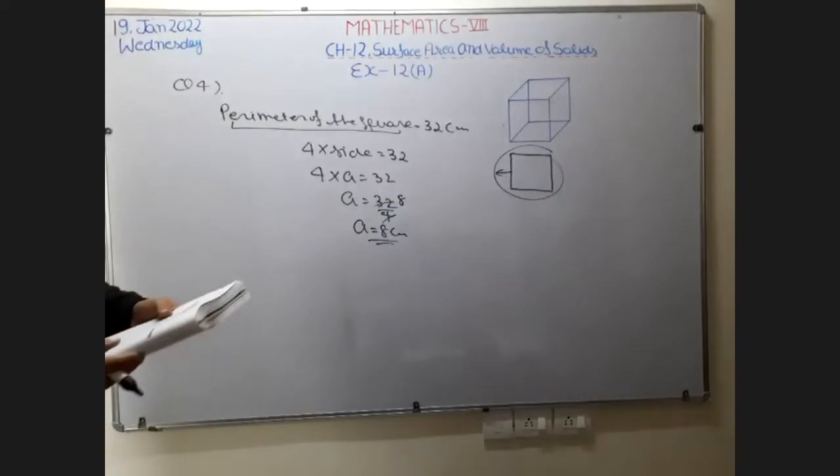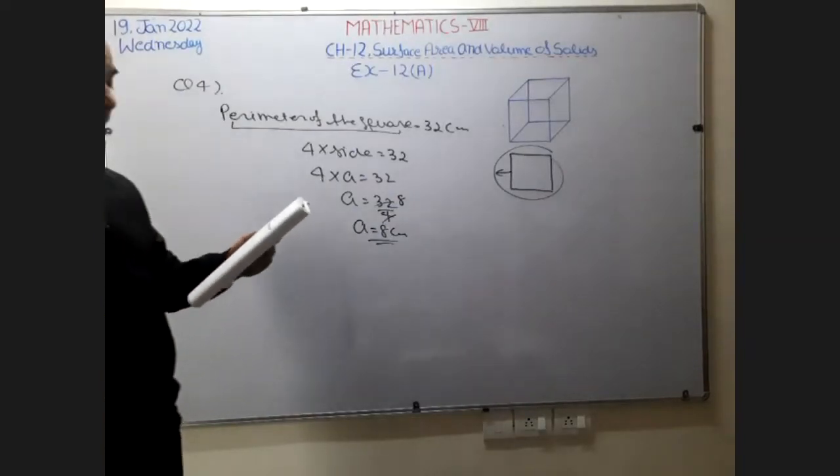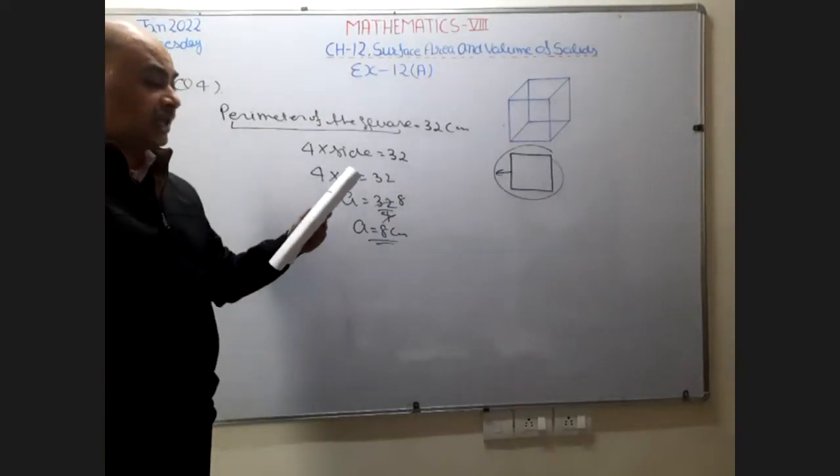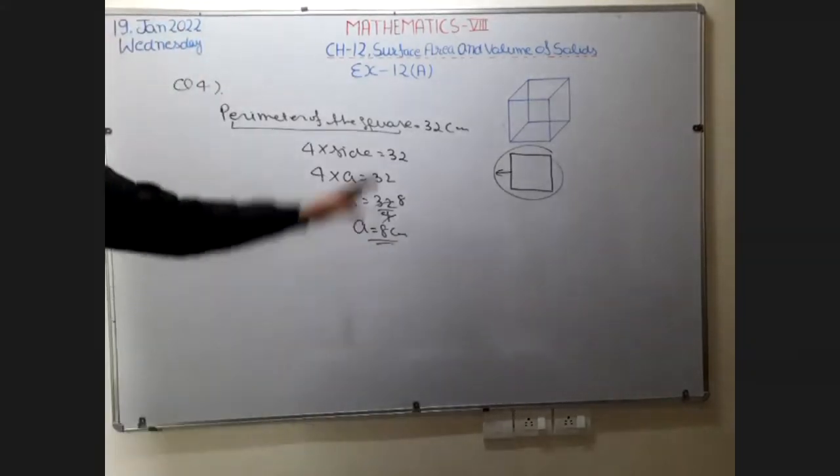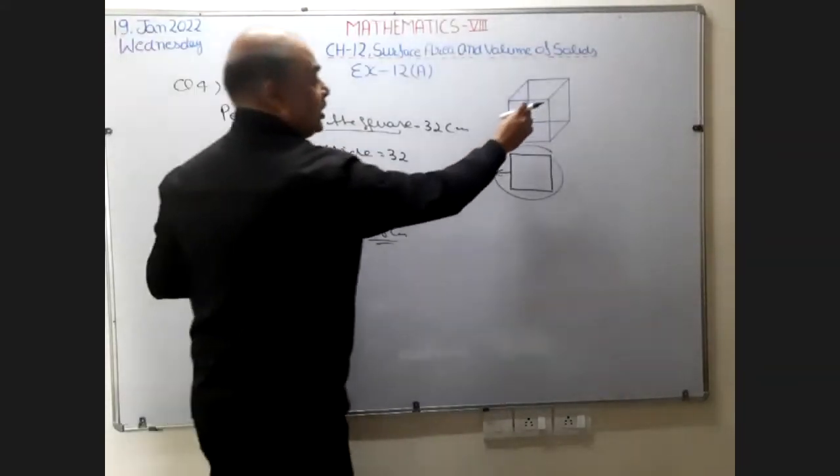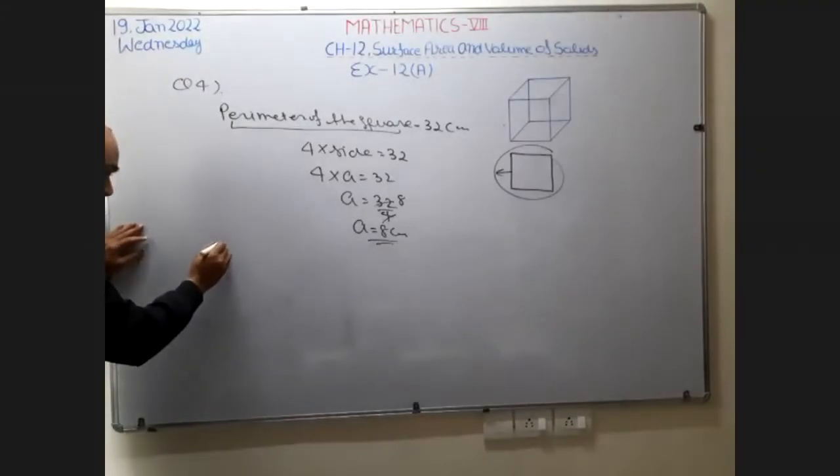Now check what is the question. The perimeter of the face of the cube is 32 centimeter. Find the lateral surface area. We're going to find the lateral surface area of this cube. Tell formula. How are we going to find the lateral surface of this cube? Tell formula, beta.